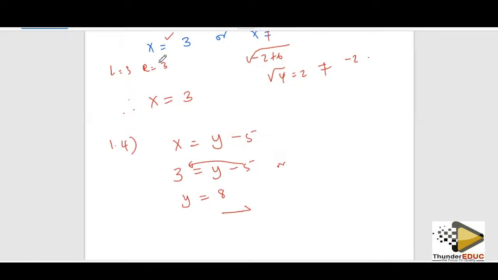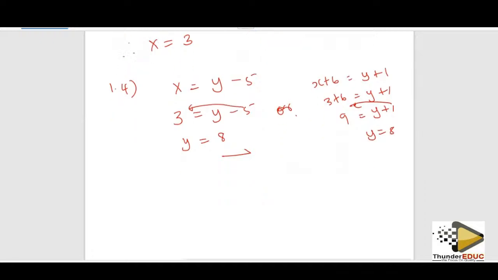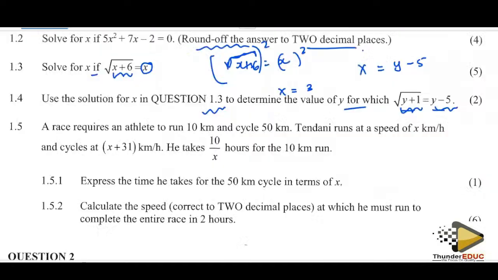Even if I try to use the other one, where we have x plus 6 is equal to y plus 1. So if x is 3, that is 3 plus 6 is equal to y plus 1. So 9 is equal to y plus 1, move the 1 to that side. So y is still 8. So whichever option we take will be acceptable.